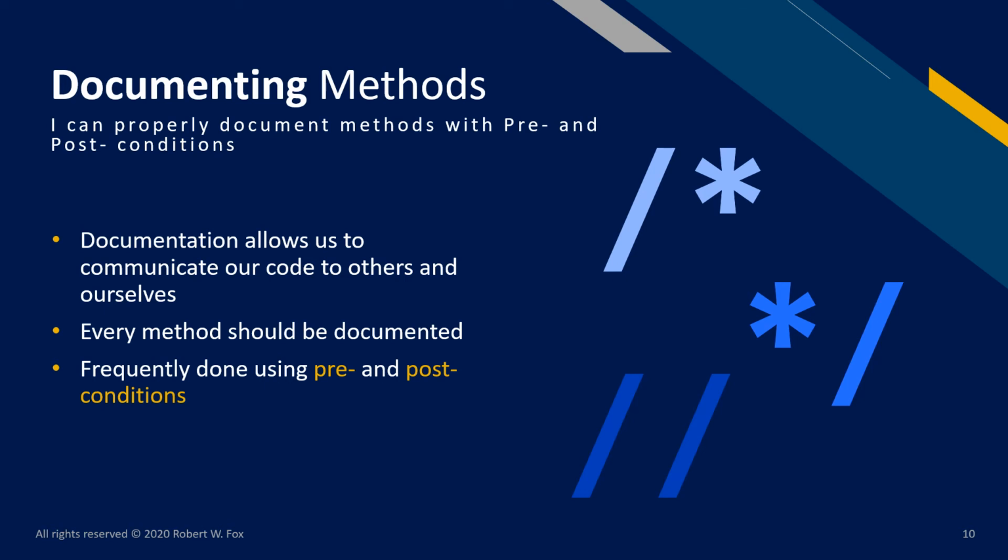In industry, every method should be documented, and if you don't, you can honestly get in trouble for that because the expectation is that when you write code and then it becomes someone else's job, they need to be able to read that code, or other members of your team need to be able to read it. And if you can't effectively communicate with your team, you're not going to be working there. So frequently methods are documented with what are called pre and post conditions. And in the next slide, we'll discuss exactly what those are.